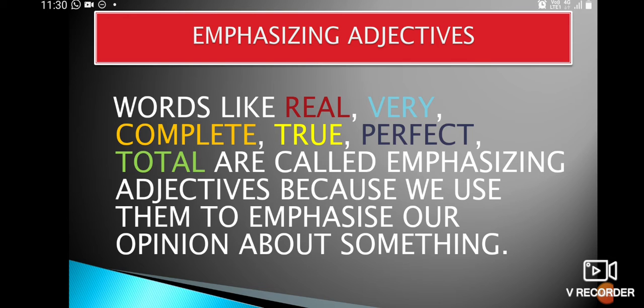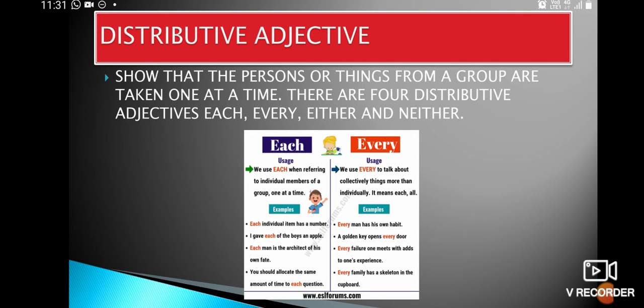The picture is complete. This is a true incident. I want to emphasize on the word incident, that it is a true incident. So these words are emphasizing adjectives.